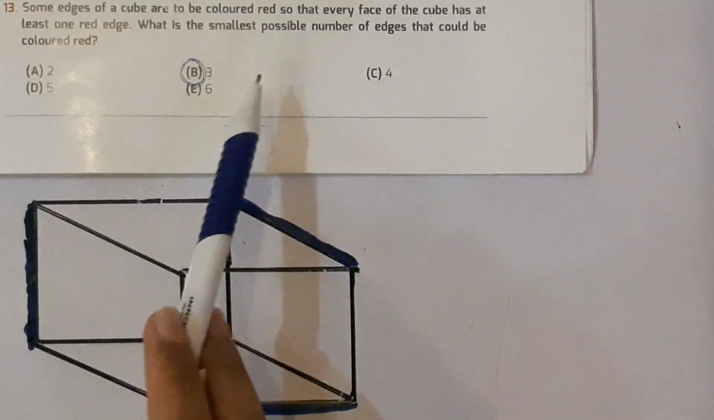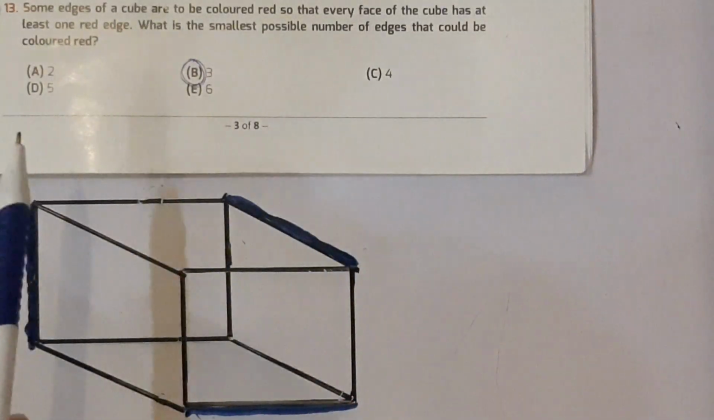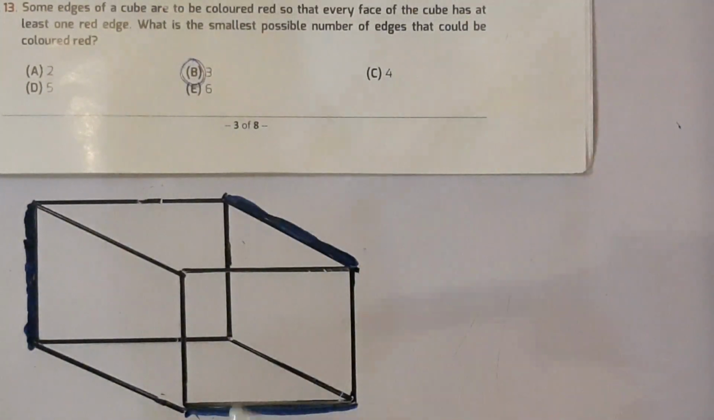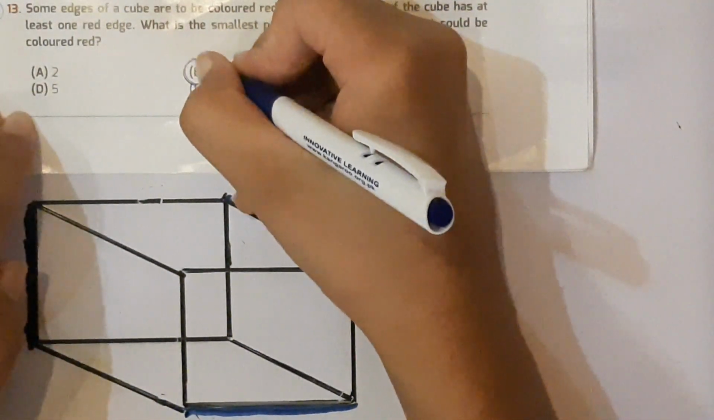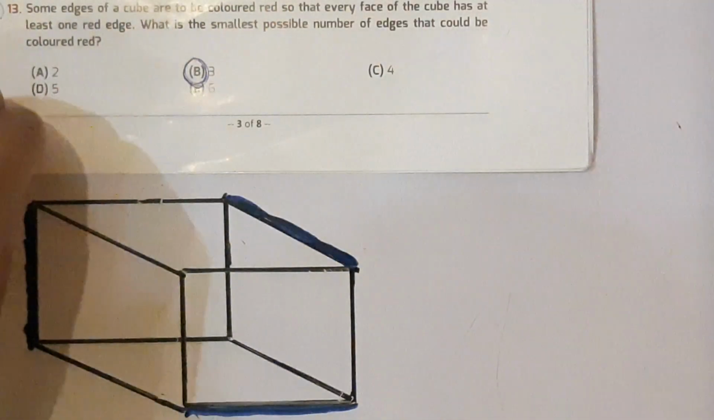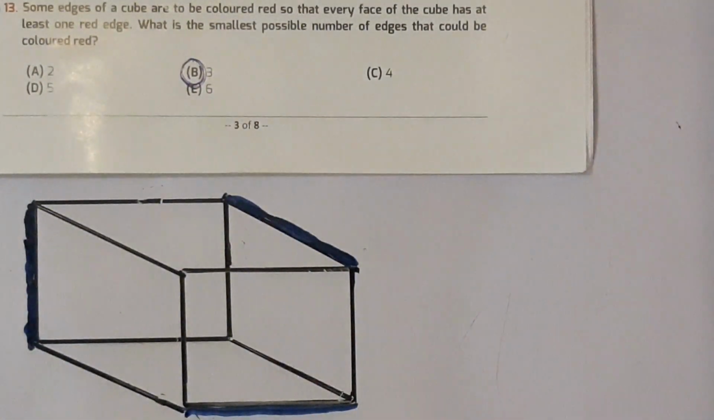So the smallest possible number of edges that could be colored red is 3. So we will just circle it. So B part 3 is our answer.